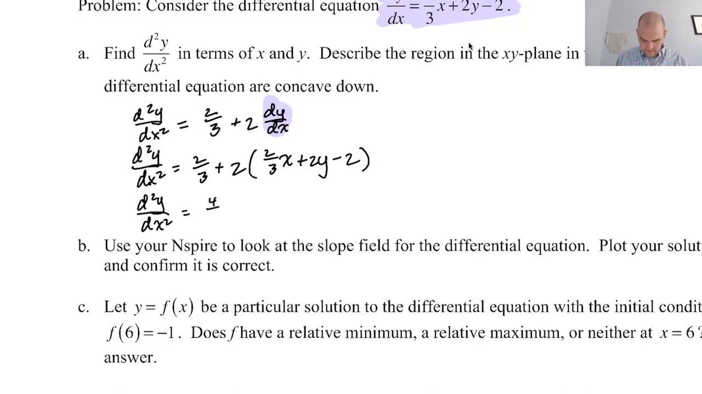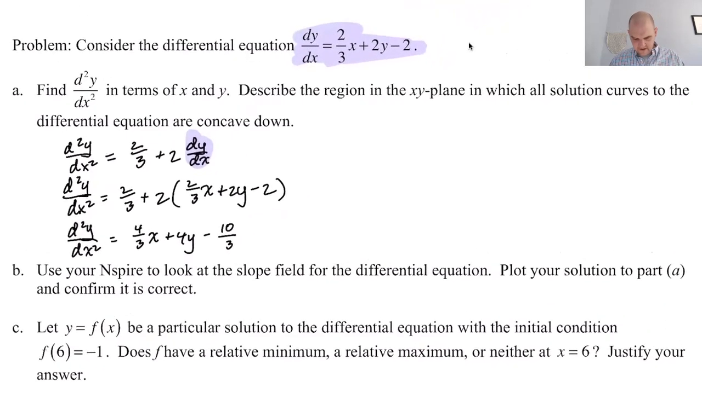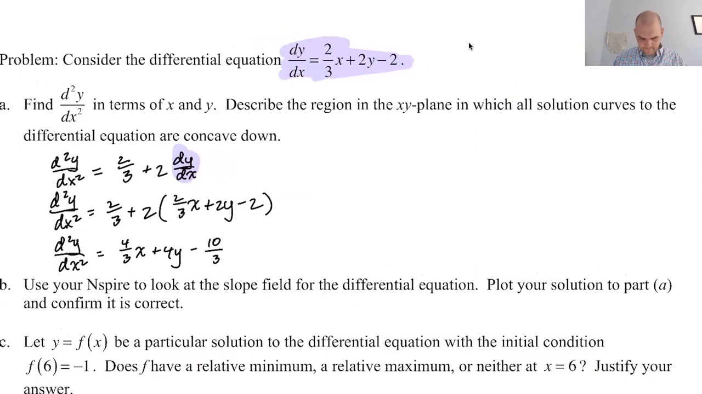All right, so 4/3 x plus 4y, and then minus 4 plus 2/3. So minus 12/3 plus 2/3, say minus 10/3. I believe that is our second derivative. Maybe I should check that again. 4/3 x, 4y, 100%, minus 4 plus 2/3, minus 12/3 plus 2, minus 10. I think it's good. All right, so this is my second derivative. So that part of the problem is done.